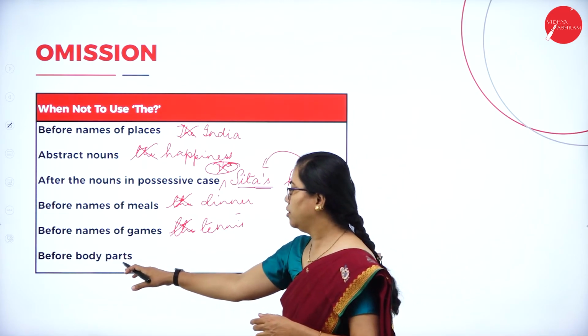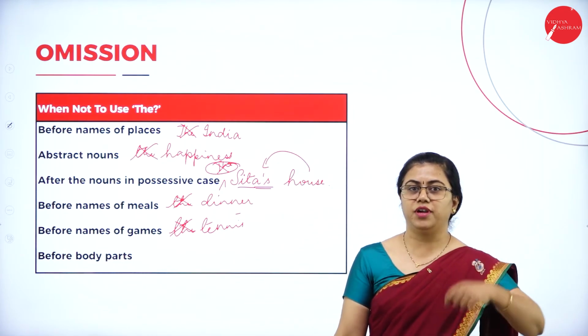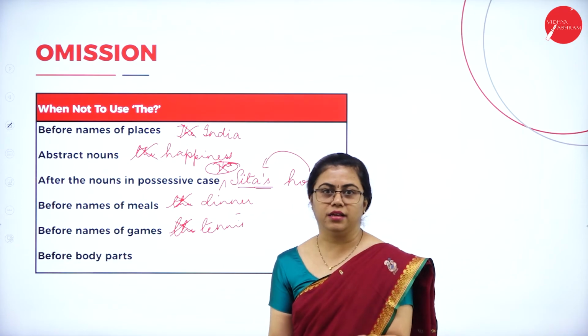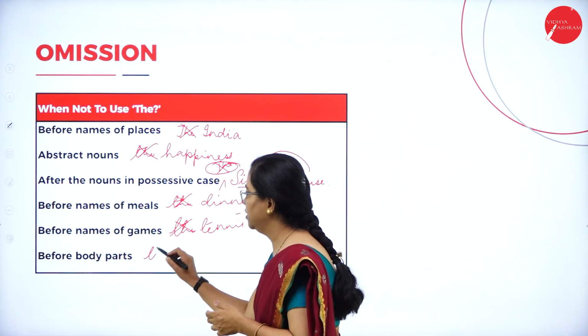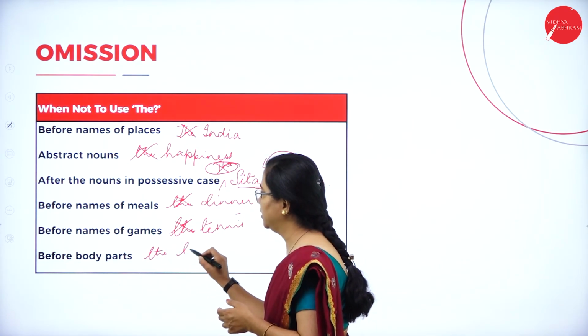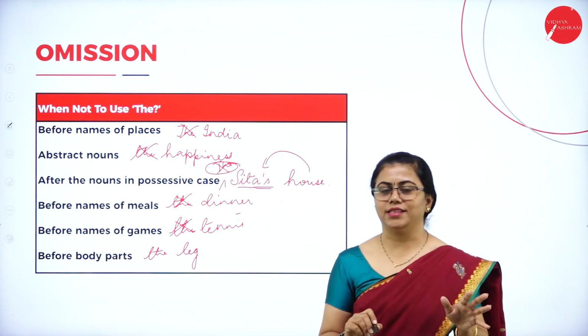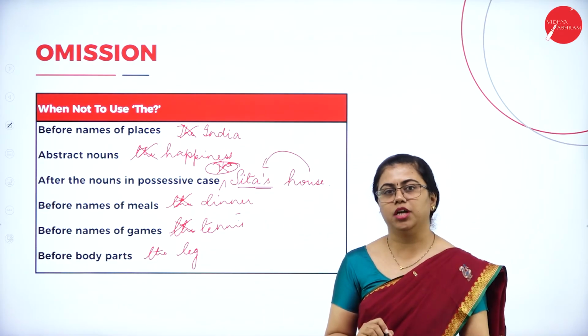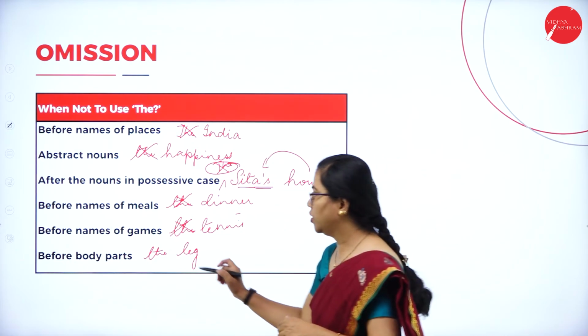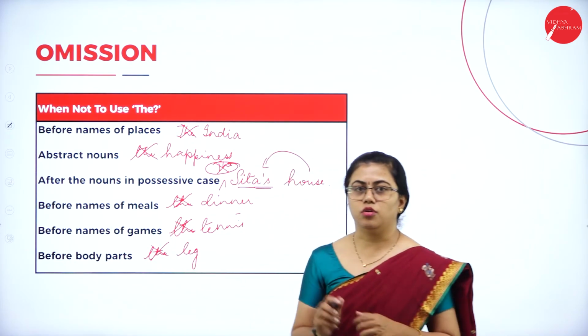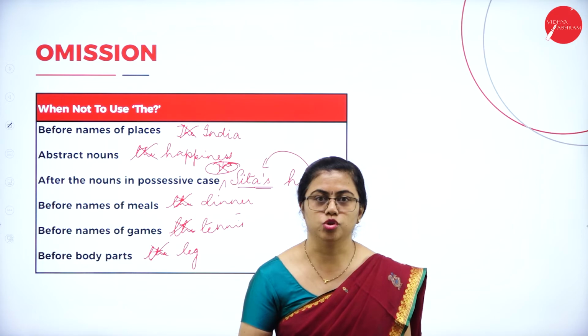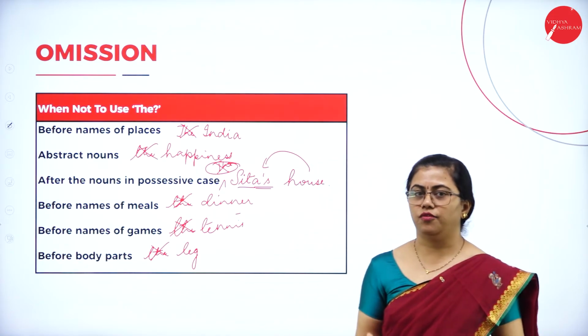Other than that, before body parts, you don't say I lifted the hand, I injured the leg. No. You don't say the eye, the leg like this. You don't start the sentence like that. When you're talking about something in particular, then you do it. So you don't use it here also. Whenever you're talking about body parts, you should not use this definite article.